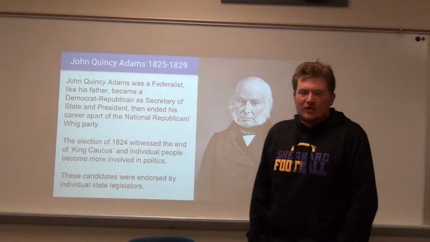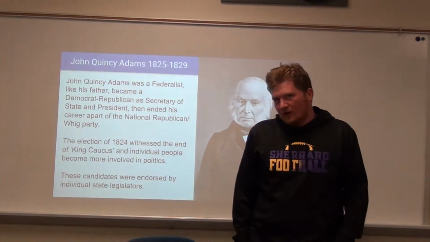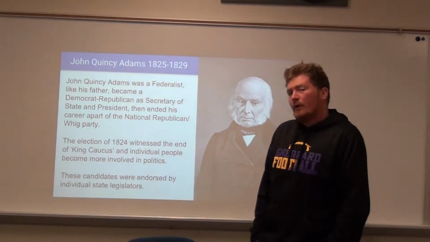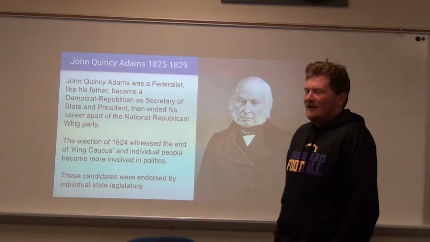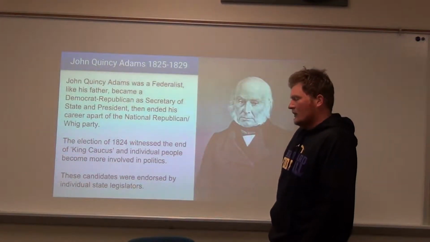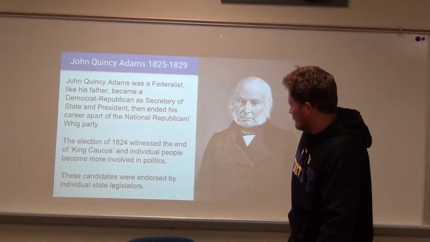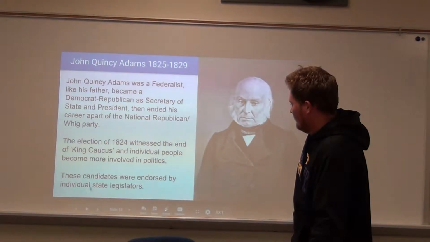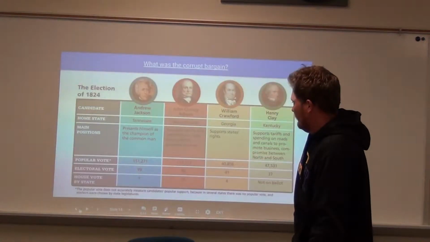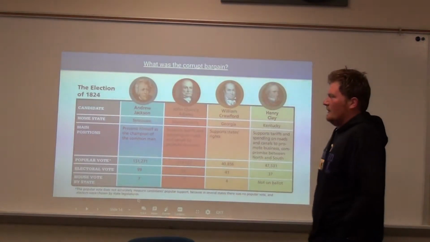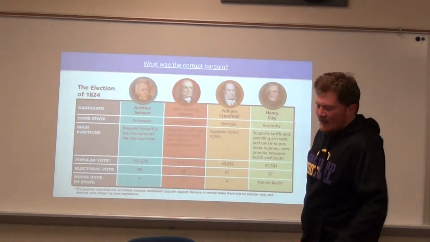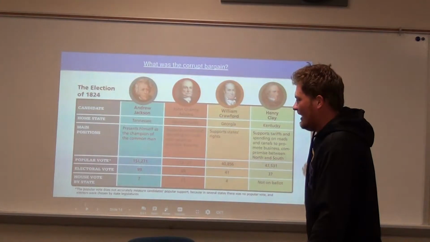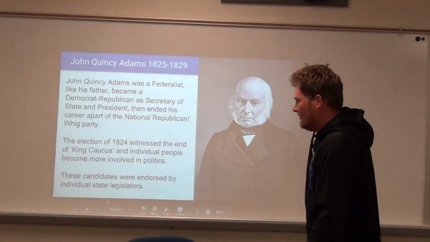So think about Cheri Bustos. Think about Bruce Rauner in the state of Illinois. Those people are part of our state legislators. Those people elected the candidates to the election of 1824. So that is why we see 4 different candidates in this election, each from different states: Tennessee, Massachusetts, Georgia, and Kentucky. End of King Caucus. Rise of the common man and their vote.